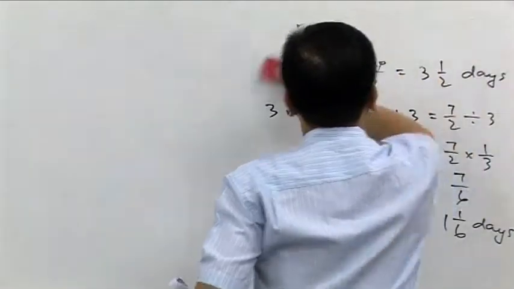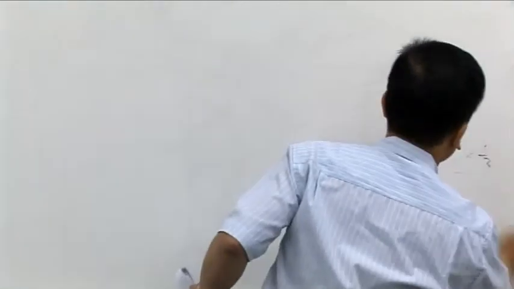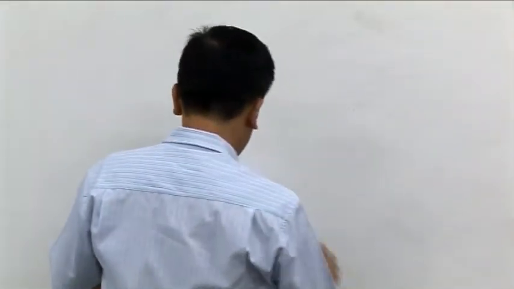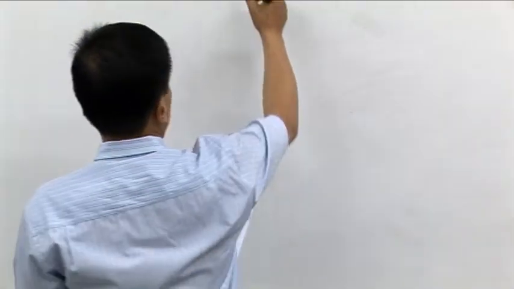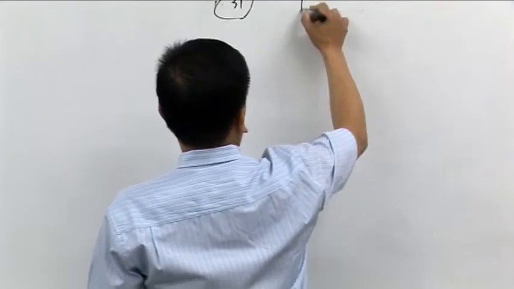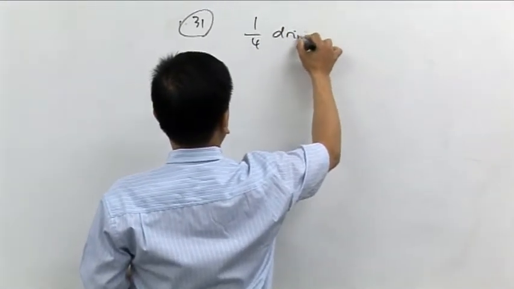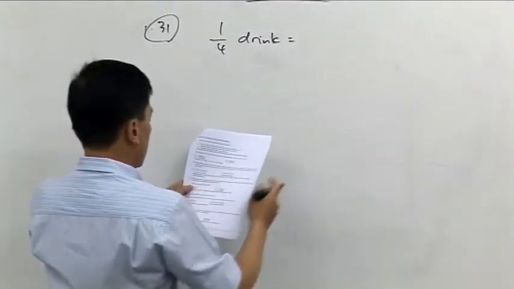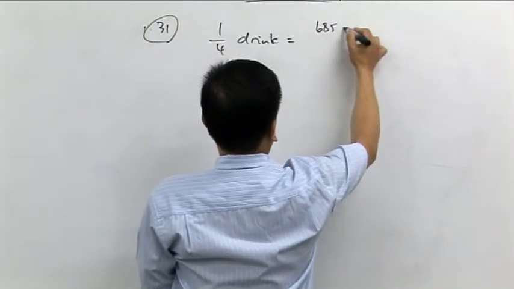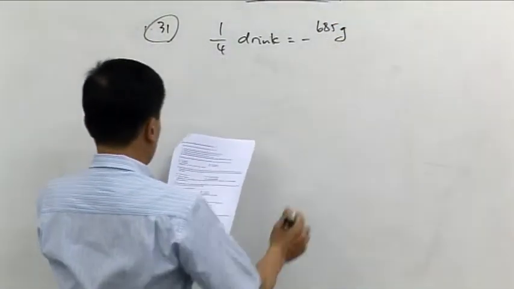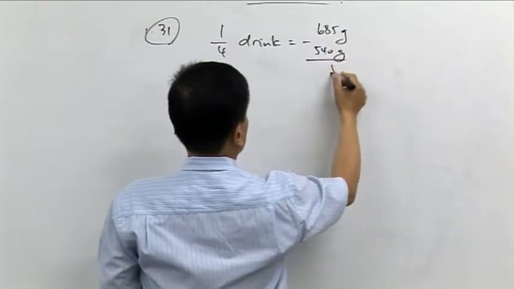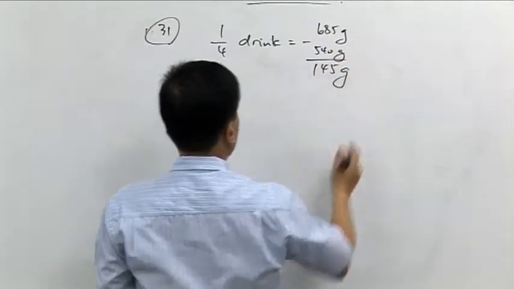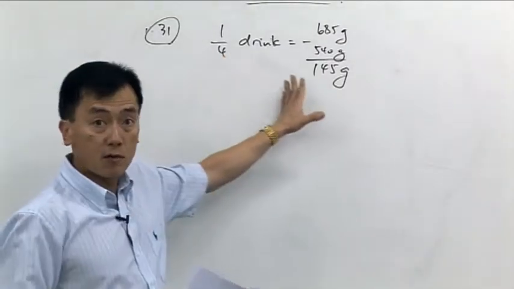31. Now the key thing with this one is, it says she drank 1/4 of the drink, and the weight reduces from 685 to 540 grams. Now for 1/4 of the drink, that equals 685 grams minus 540. So that would give us 145 grams. Now this is 25% of the drink.